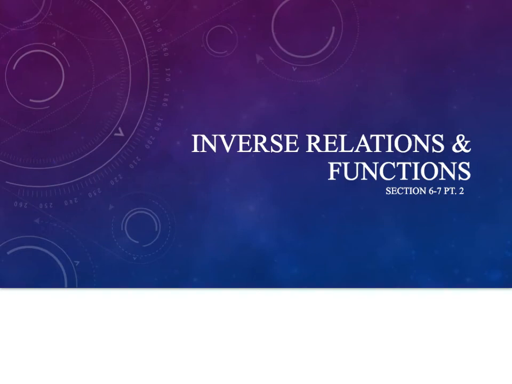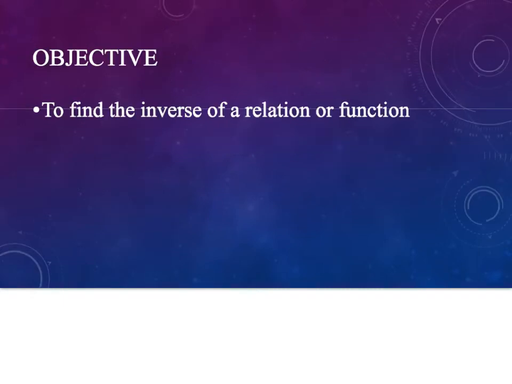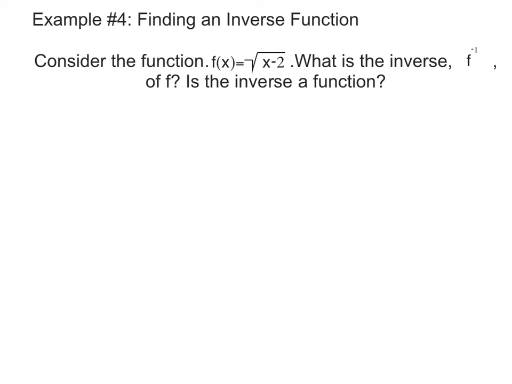Hey class, in today's lesson we're going to talk about inverse relations and functions, which is found in 6-7 part 2 of your book. We're going to find the inverse of a relation or a function. Alright, so in example 4 we're going to find an inverse function. So it says consider the function f of x equals the square root of x minus 2.